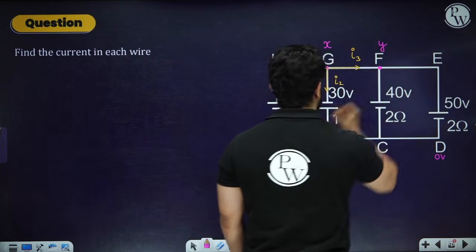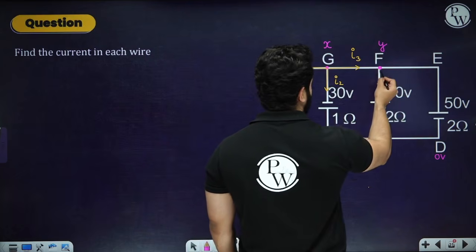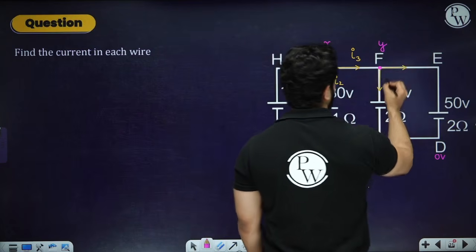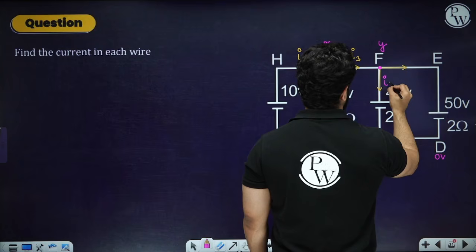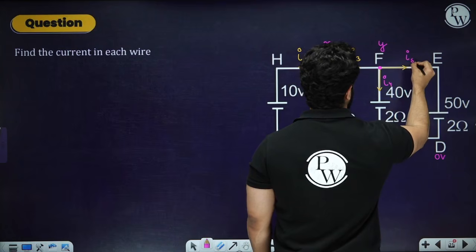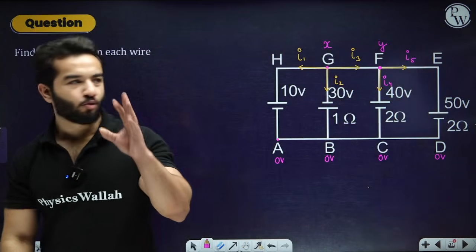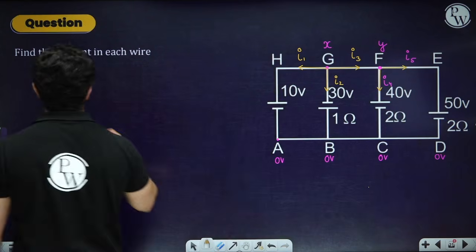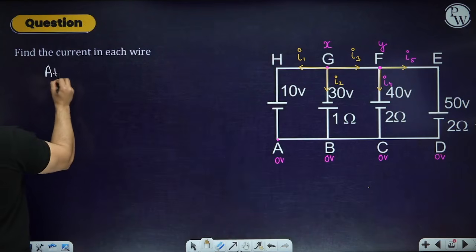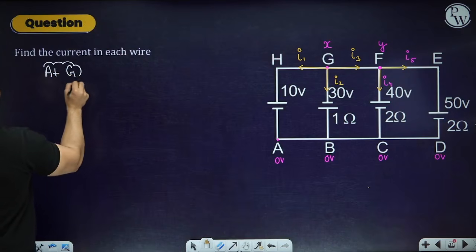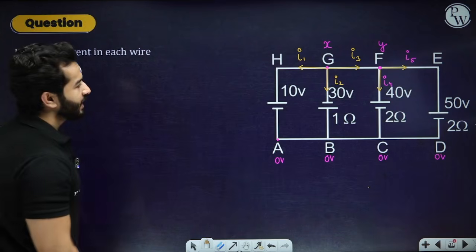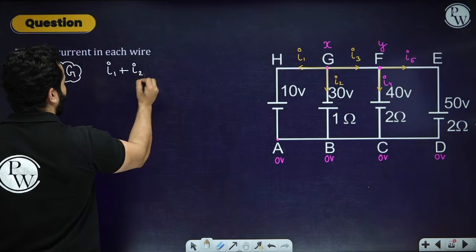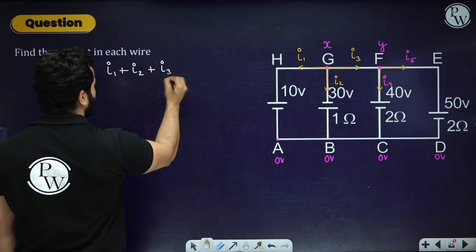And from this point, let's say I4 current is going like this and I5 current is going like this. So this is I4 and I5. Have a look, we have now used 2 points over here. So for junction X, that means at point G, I'm going to say that I1 plus I2 plus I3 is equal to 0.